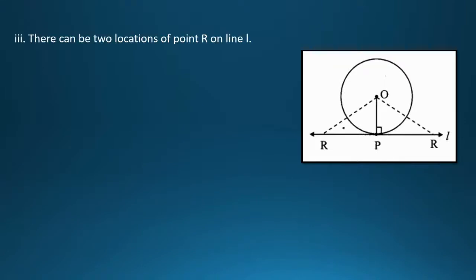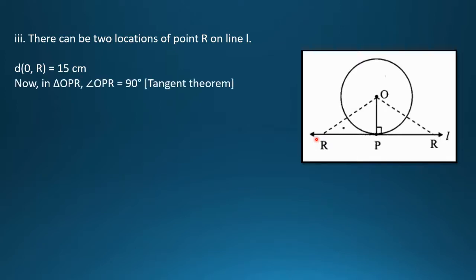The third part is, there can be two locations of point R on line L. It could be on the right hand side of point P or on the left hand side of point P. Now it's given distance OR is 15 centimeters. Now in triangle OPR, by tangent theorem we can say that the radius OP will be perpendicular to the tangent L. So angle OPR is 90 degrees.